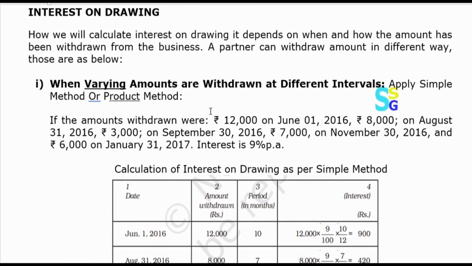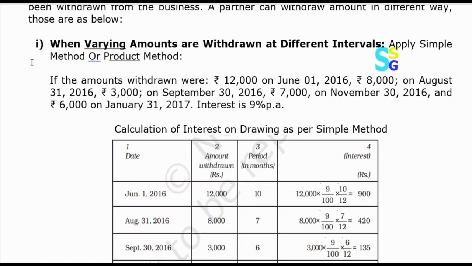So first thing first, that is when varying amounts are withdrawn at different intervals. If the partners withdrew their amount from the business at different times during the year, and the amount is also different, in that case, how can we calculate the interest on drawing? There are two methods to calculate the interest on drawing. One is the simple method and another one is the product method.